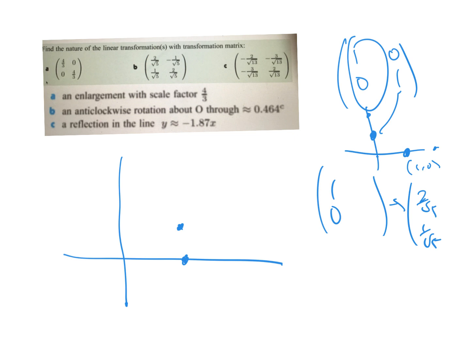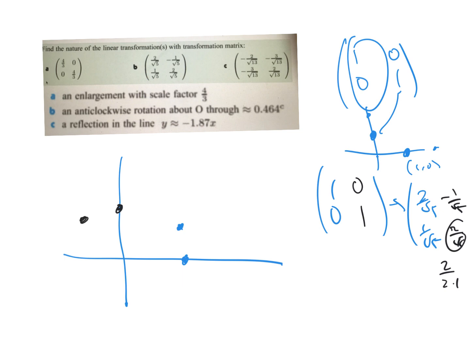And then if I look at the 0, 1, it's gone to -1 over root 5 and 2 over root 5. Again, I know 2 over root 5 is a bit shy of 1. So when I go to 0, 1, it's going to go to -1 over root 5, up to 2 over root 5.